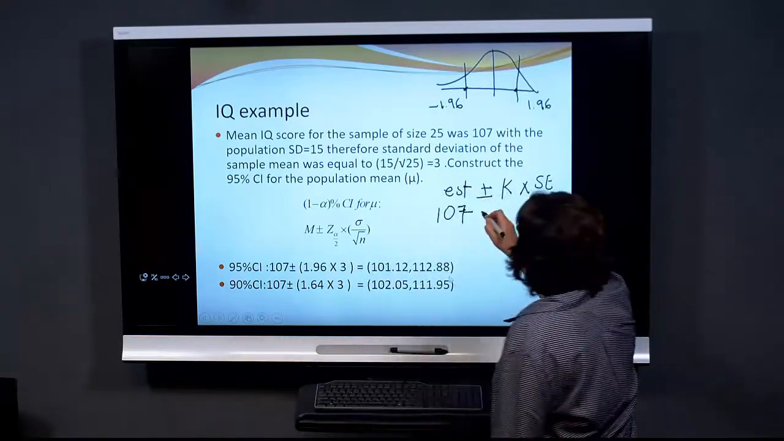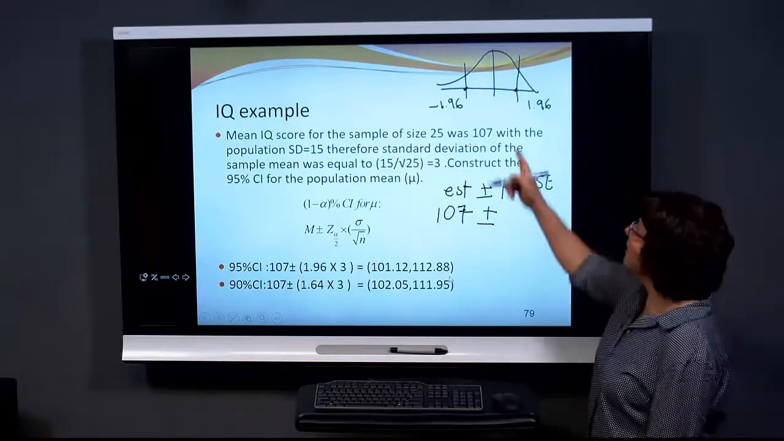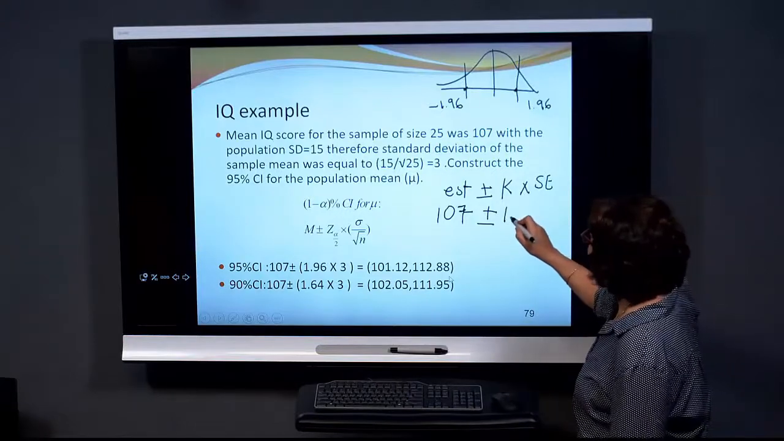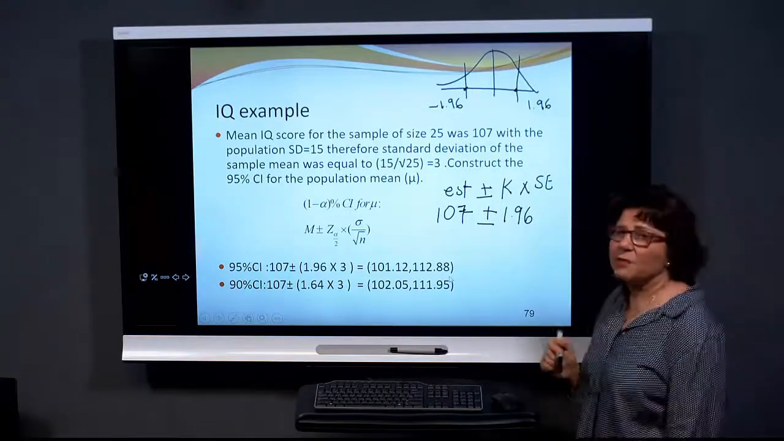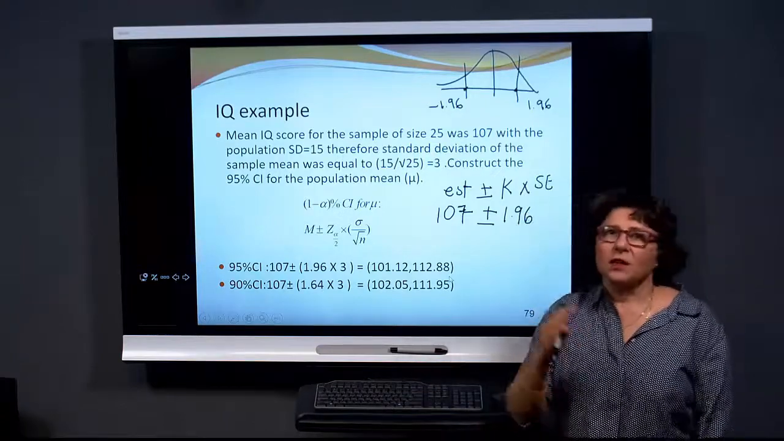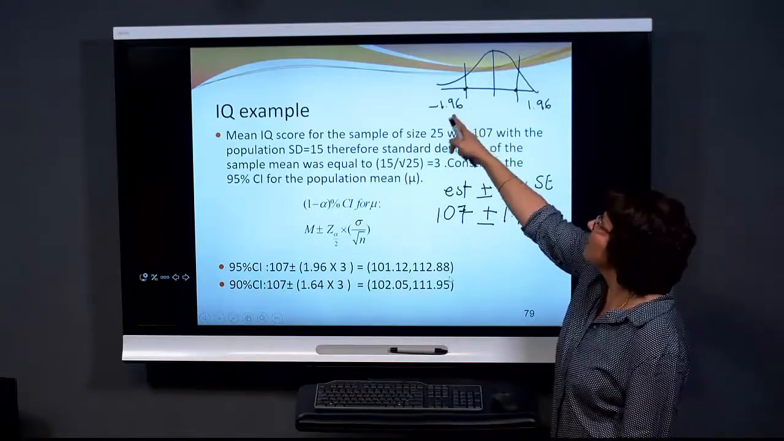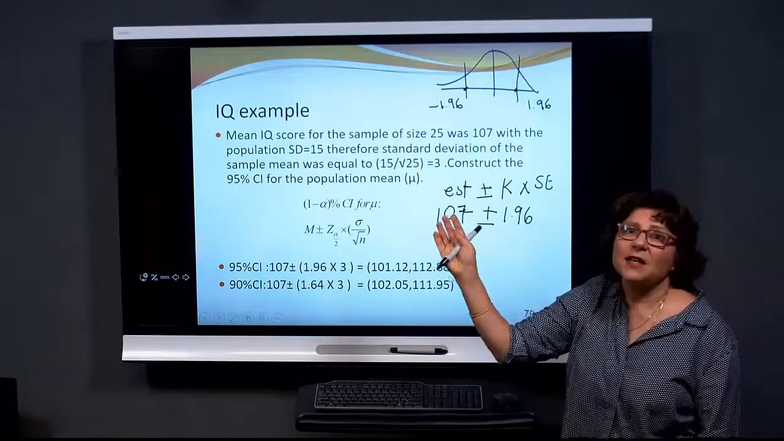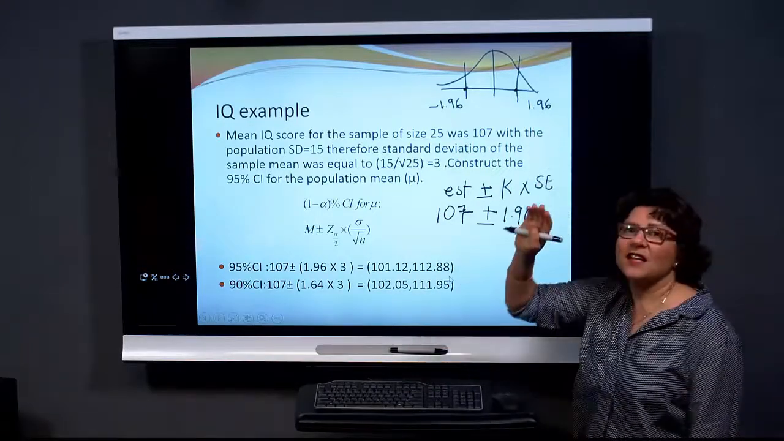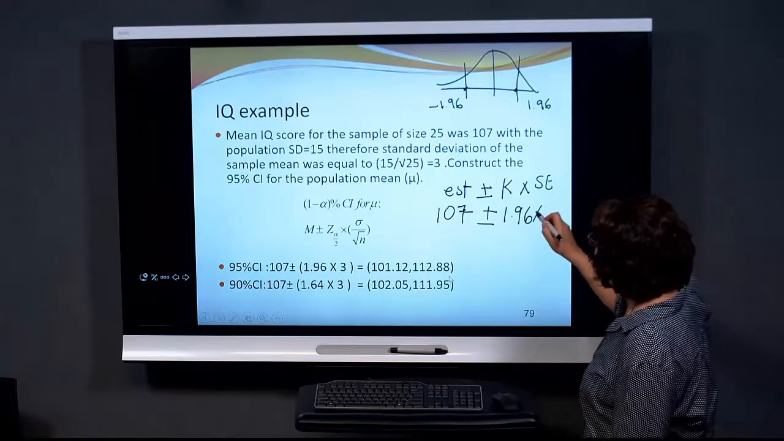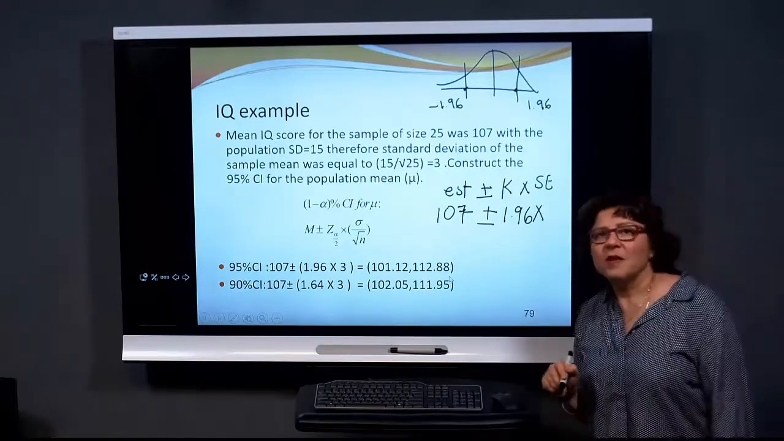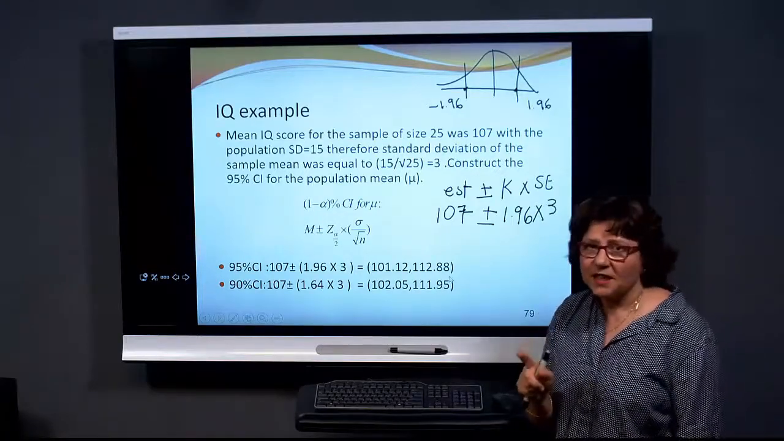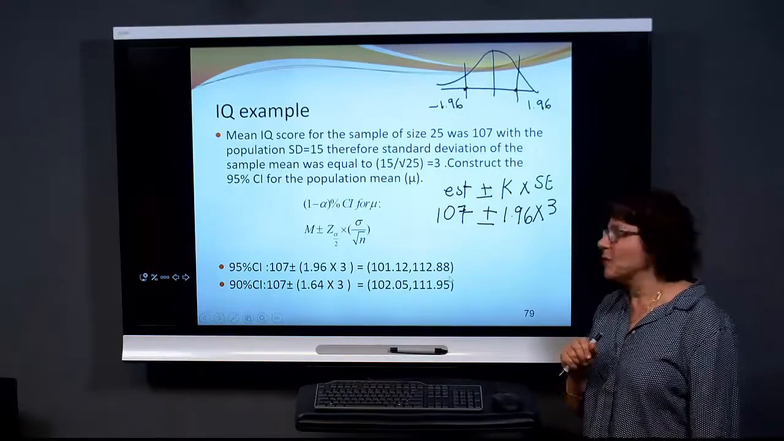Now, plus minus the factor here, because I'm doing a 95% confidence interval, is 1.96. So plus minus 1.96. Why do I do plus minus? It means that once I add, once I subtract. Or we can say that we want this many standard deviations below the mean and this many standard deviations above the mean. Times it by the standard error. You remember standard error was sigma of X bar. It was 3. How did we get it? Population standard deviation was 15 divided by the square root of 25.